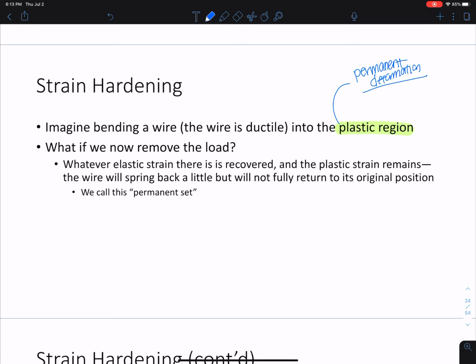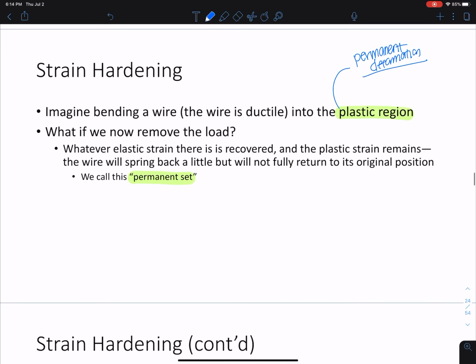So again, this is what I'm talking about. What if we now remove the load? Whatever was the strain from the elastic region, that part will recover, and the material will go back toward its original shape. And whatever the plastic portion is, that is the part that will result in some permanent deformation. We call this permanent set. So it's a certain amount.